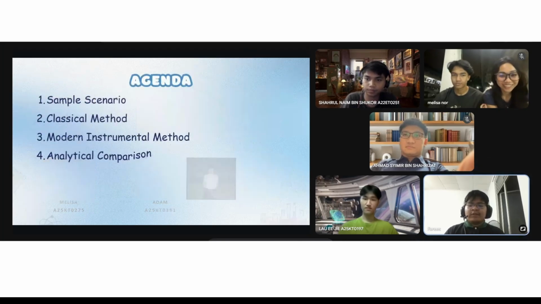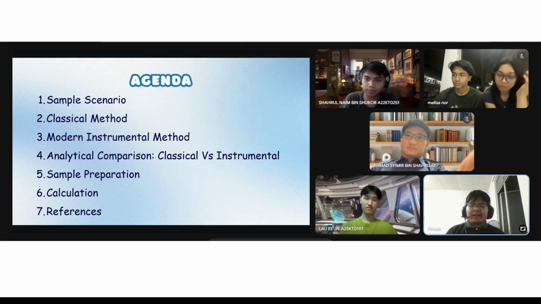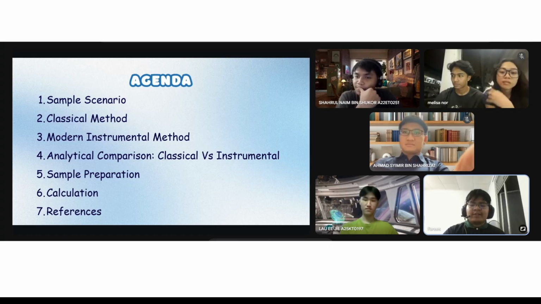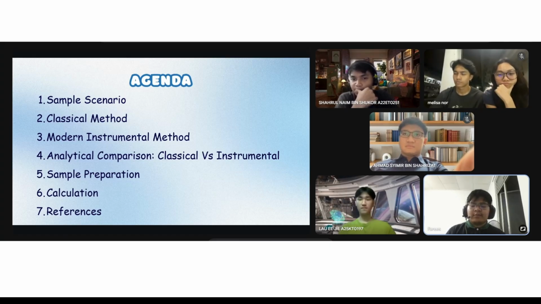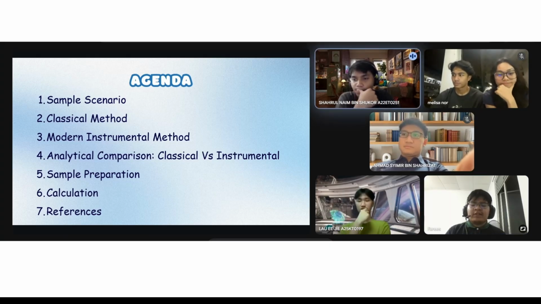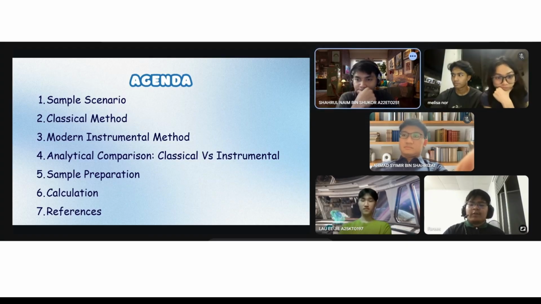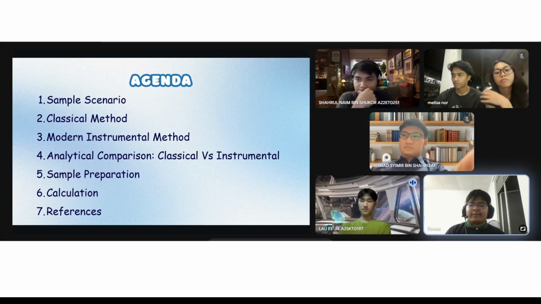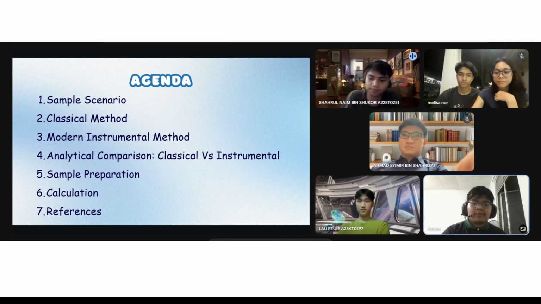Malaysia is one of the world's largest palm oil producers, generating a large amount of agricultural waste, such as EFB. Researchers and industries are converting this waste into bioethanol through fermentation. To ensure the fermentation process is efficient, glucose concentration must be monitored regularly. Today, we'll compare a classical analytical method and a modern instrumental method used to measure glucose levels. Melissa, could you start us off?